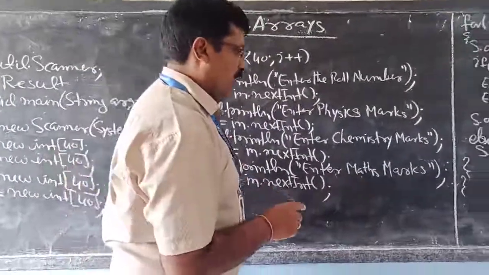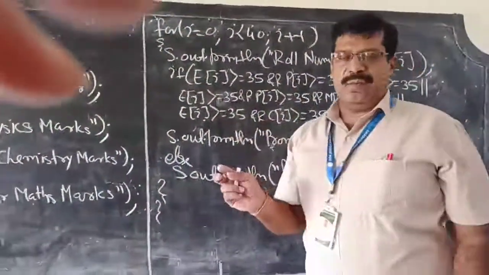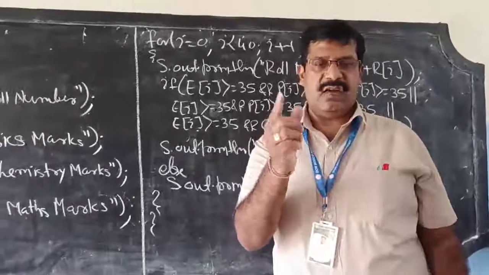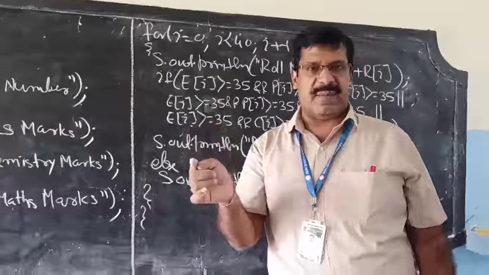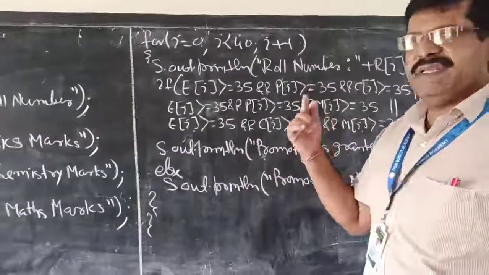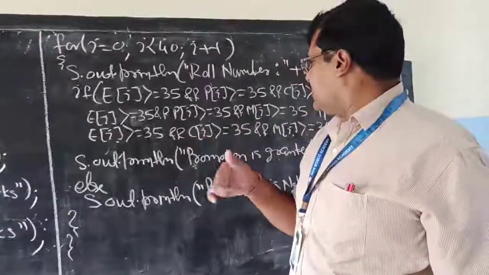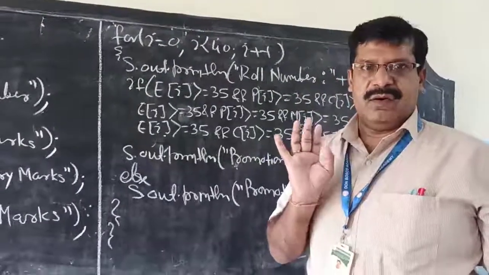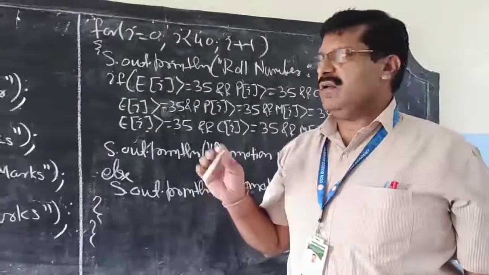Now we'll create another loop to check, and we will check 3 times. First we'll check whether the student has passed in English, physics and chemistry. Then we'll check whether the student has passed in English, physics and maths. Then we will check whether the student has passed in English, chemistry and maths. So how many groups are there? 3 groups. Okay. So we will do it using the relational operator and logical operator.